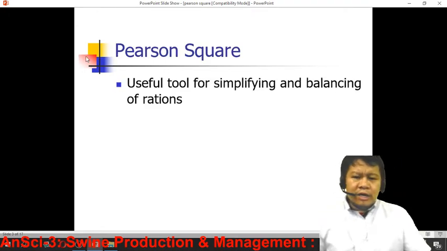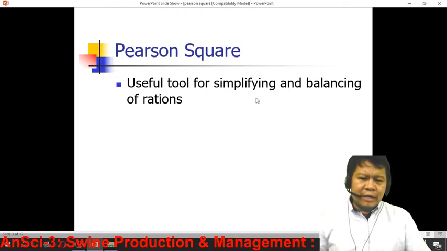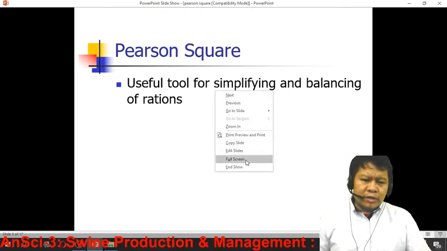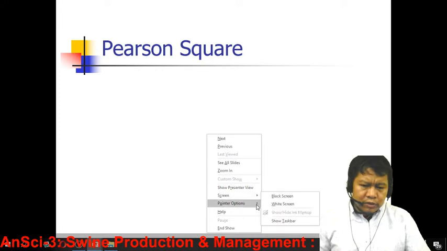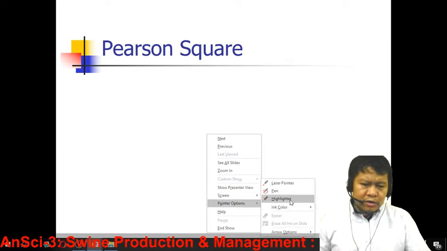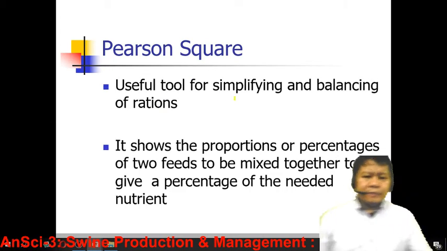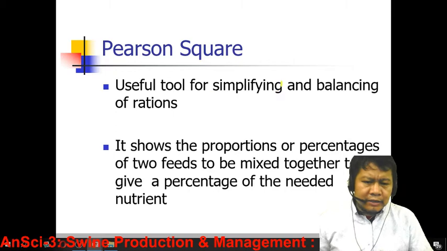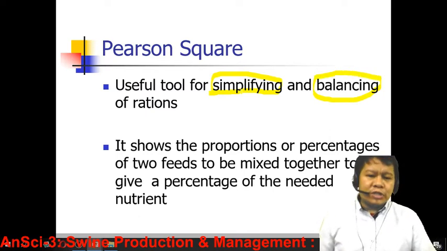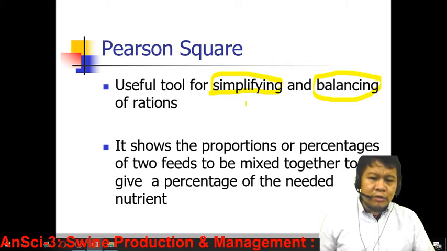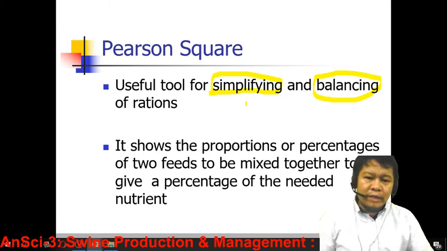Okay, it is a useful tool for simplifying and balancing the ration. Meaning to say, this is one of the tools that will be used to compound the feed or balance the feed. So there is simplifying and use for balancing, because without tools to be used in mixing our feeds, it is very difficult for us to identify the compositions of the resulting feeds that we will be combining or mixing.